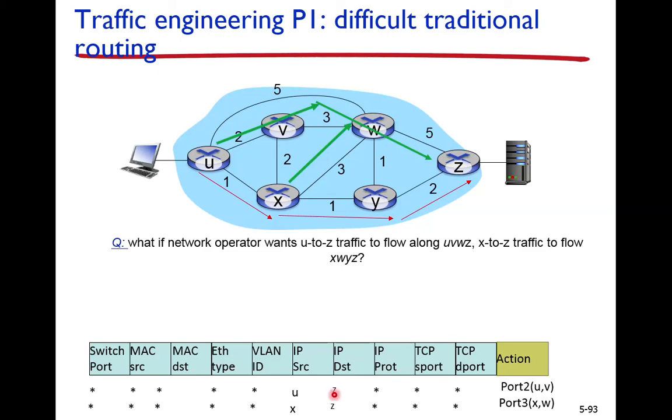So the same source and the same destination can have two different entries. Why? Because of the IP source address. So it provides much flexibility. We will discuss it through examples.